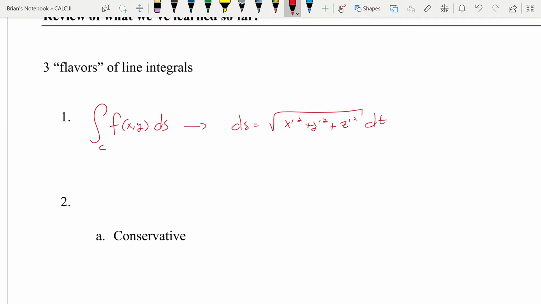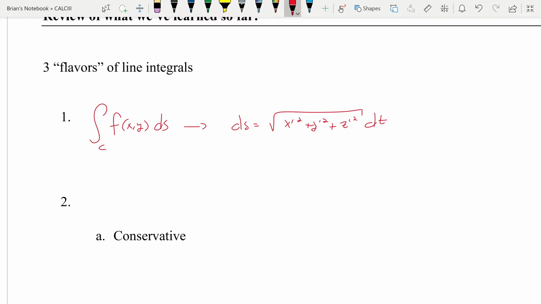And that's when we just basically had a function in terms of x and y with a ds on the end of it. That's when we would use this ds equation. When you see the ds, that's your cue to kick it into the Pythagorean theorem kind of deal.